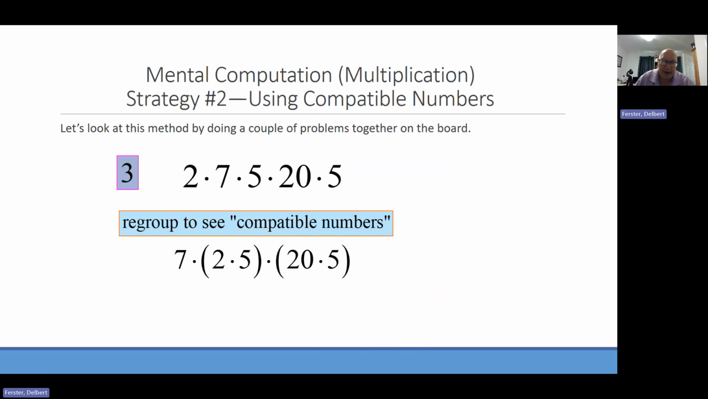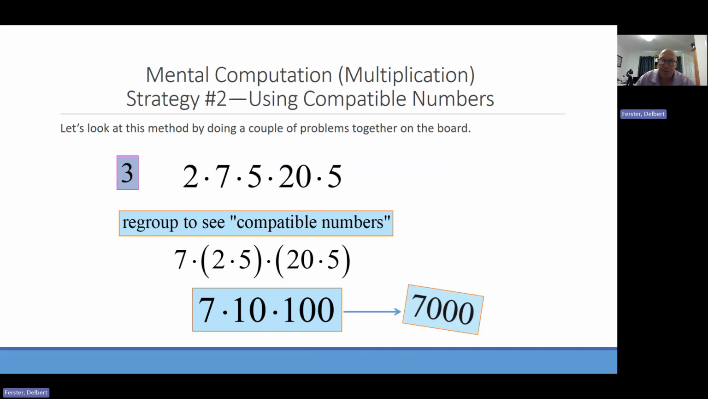So, all right, what do you got for me, Dale? Well, I think 2 times 5 is a 10. I think 20 times 5 is 100. So I've changed the look of that problem to what I think were easier numbers for us to multiply to get us to an answer of 7,000. Okay? So when you're having your kids work on multiplications, tell them that they may change the order in which the numbers are listed if it facilitates arithmetic for them.